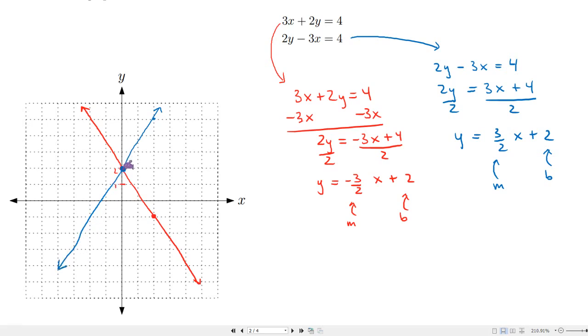And it looks like the intersection point is right here at the y-intercept. So the solution is just going to be the 0, 2. So the solution is 0, 2, right? That's where the intersection is. 0, 2, or you could write x is equal to 0, y is equal to 2.